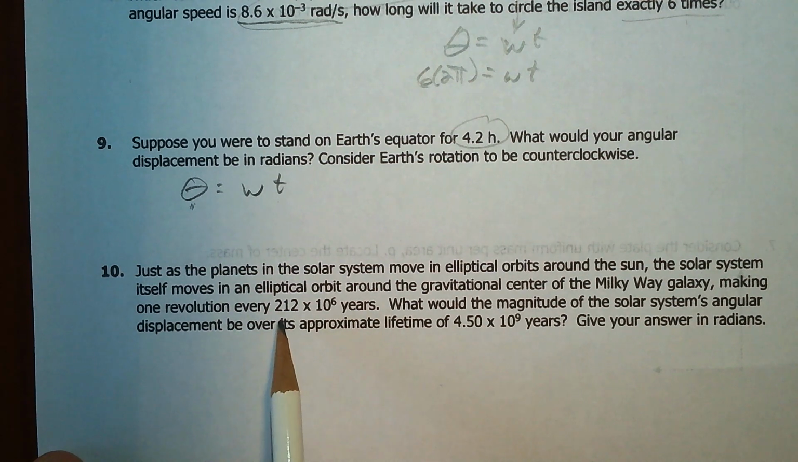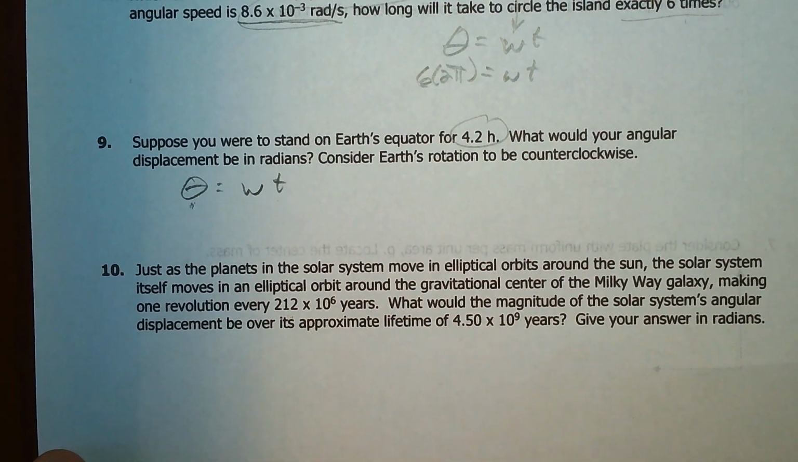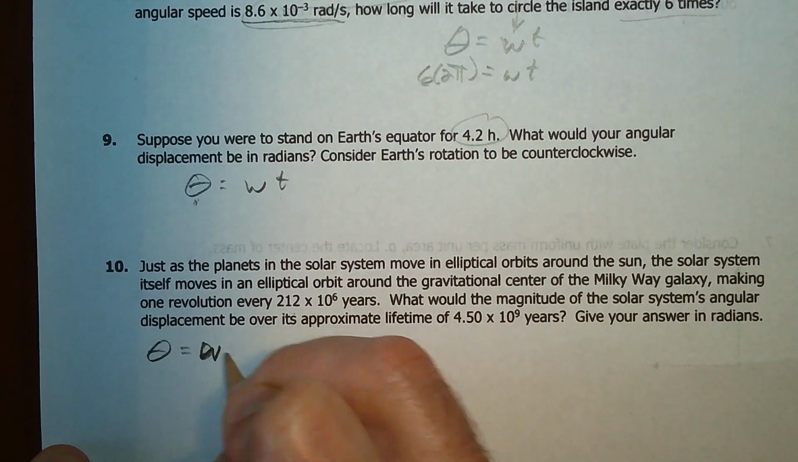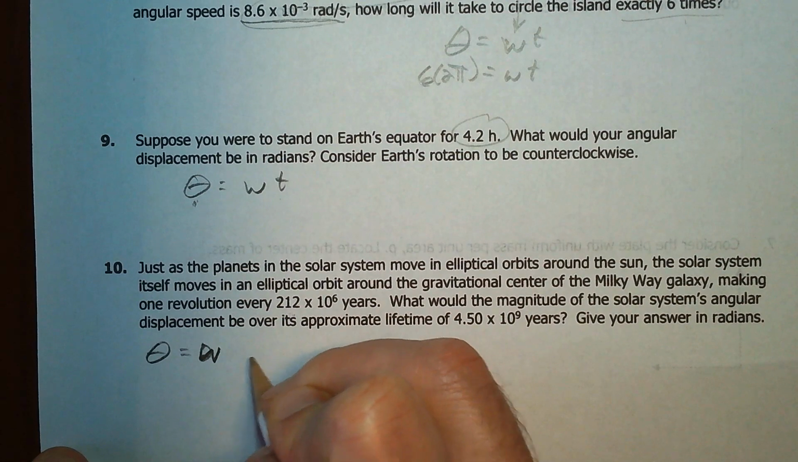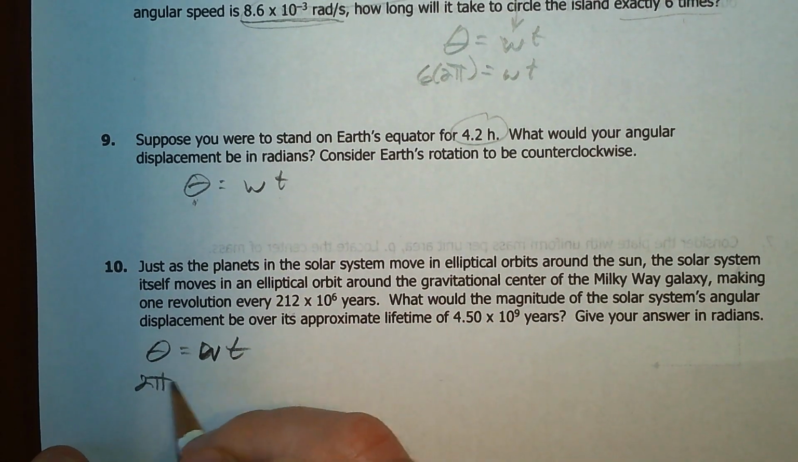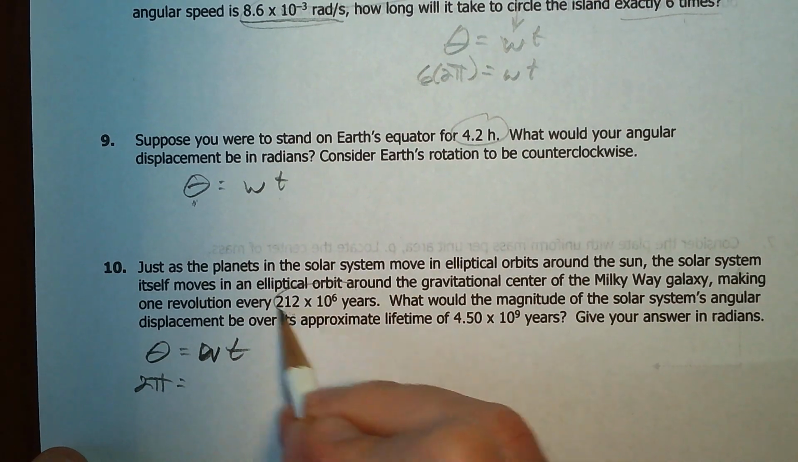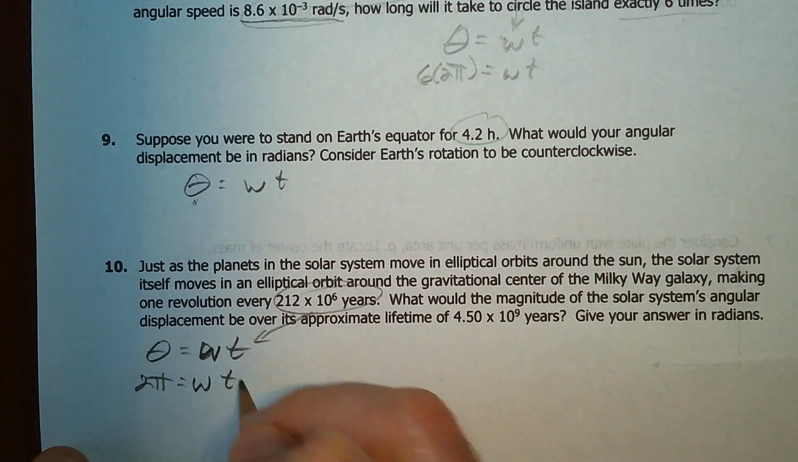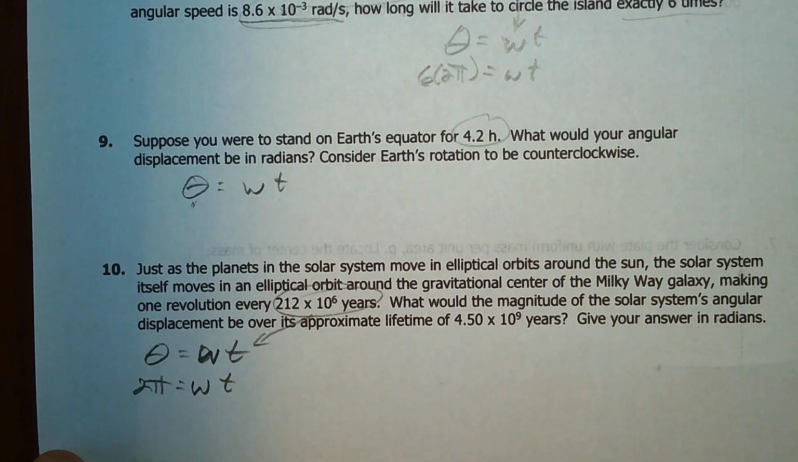So for this, if it says that we make one revolution in this amount of time, we can use that information to figure out what our galactic angular speed is. So we know one revolution is 2 pi radians. We know the time, that has to be in seconds, by the way. And so then we can solve for omega.